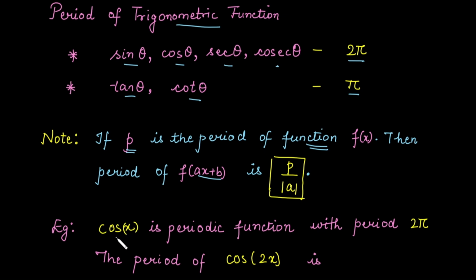For example, cos x is a periodic function with period 2 pi. Now, in case you want the period of cos 2x, that is equal to, take the period of cos x, that is 2 pi, divided by the coefficient of x but as a positive quantity, that is mod of 2. So this is equal to pi. So cos 2x period is pi. So if the angle is doubled, then the period is divided by 2.